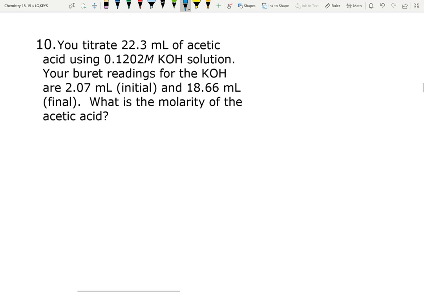And it's saying here we need to titrate an acid. So I'm going to do that with red, because usually we think about acids as red, like with red litmus paper. 22.3 milliliters of acid. And then we're using a base, which of course is how you titrate an acid. We're using a base here with a concentration of 0.1202. And the burette readings for the KOH, for the base, are 2.07 and 18.66. That's the final volume reading on the burette. What is the molarity of the acid?